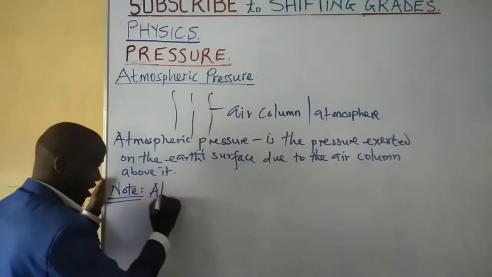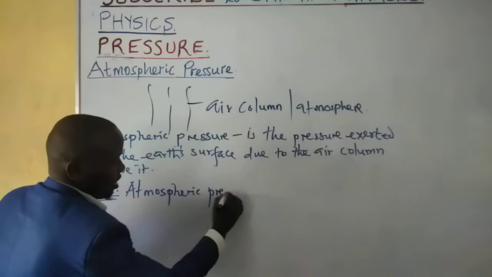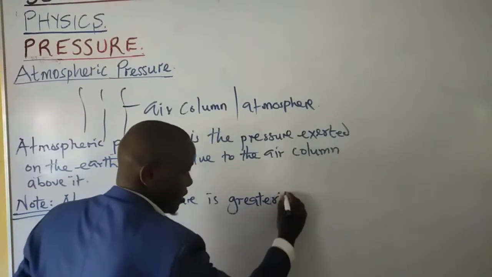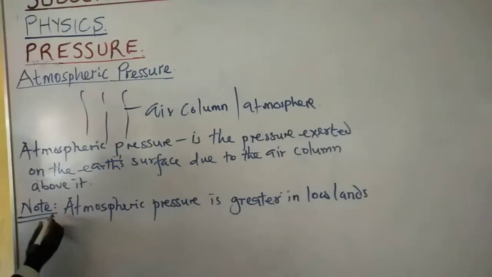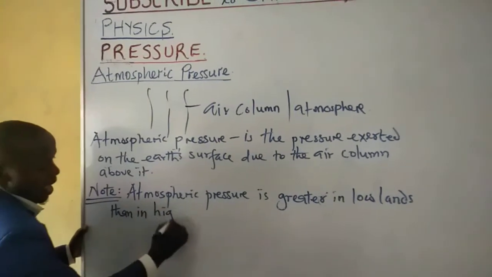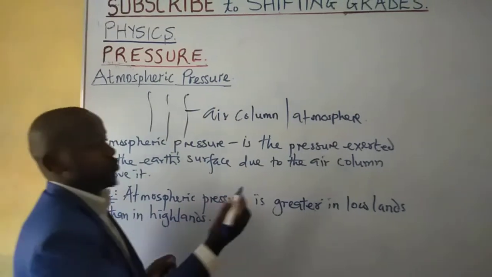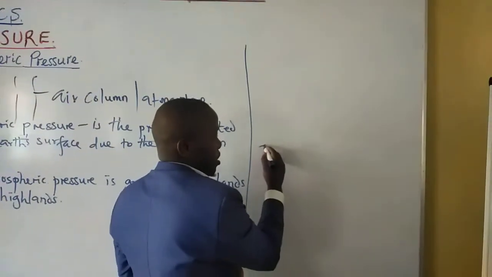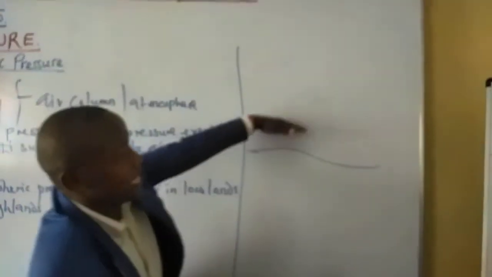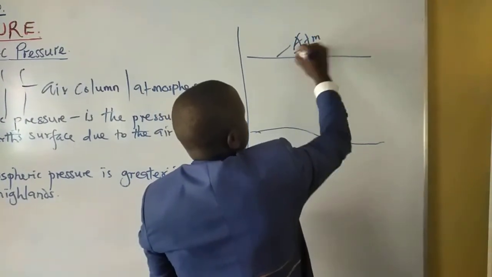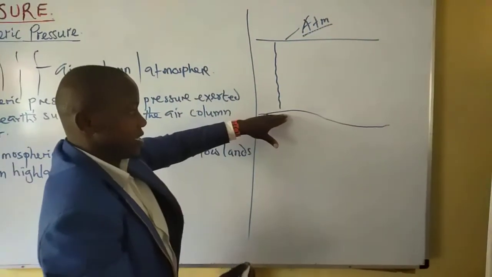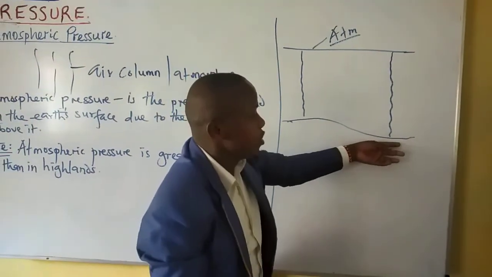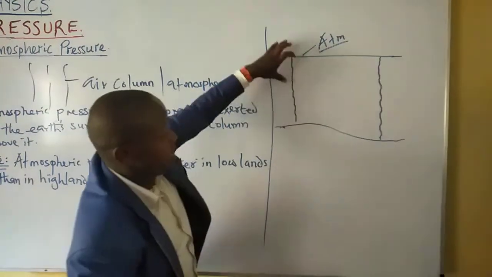It is good to note that atmospheric pressure is greater in lowlands than in highlands. This is simply what we mean. If this is the Earth's surface, you find the ground is not flat. We have parts which are higher than other parts. And therefore, if this is the atmosphere now, you find the air column above a highland is shorter when you compare with the air column above a lowland. Therefore, in lowlands, you have a very large air column compared to the air column on a highland.